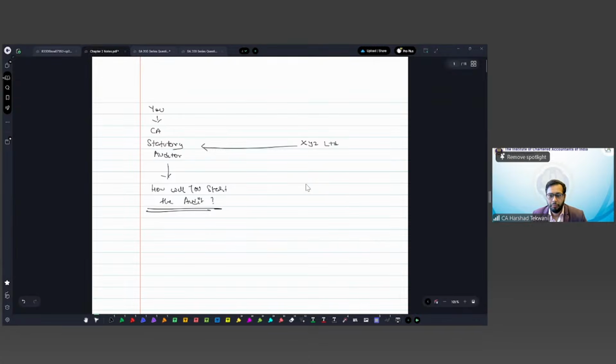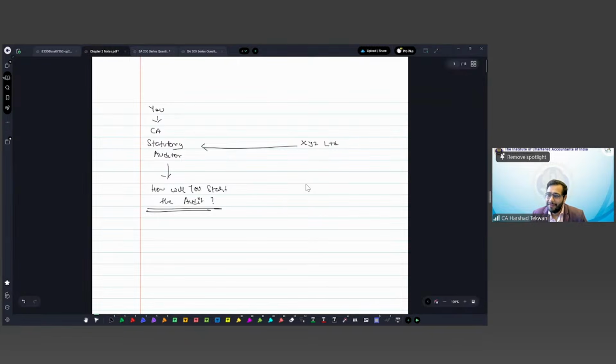For that, we have to comply with each and every standard on audit and the ethical requirements, as well as legal and regulatory requirements, and independence also has to be followed. Absolutely correct. Very good. Yes.